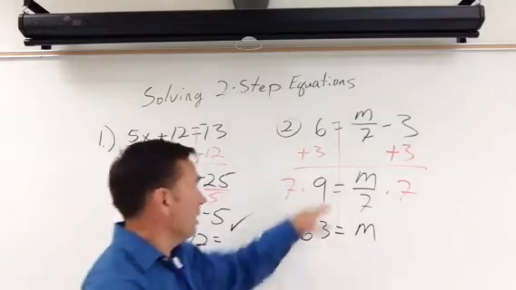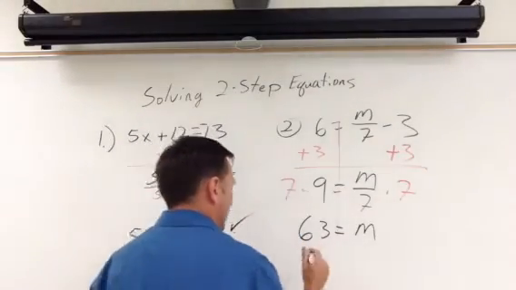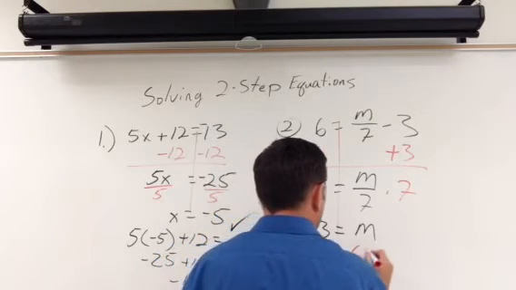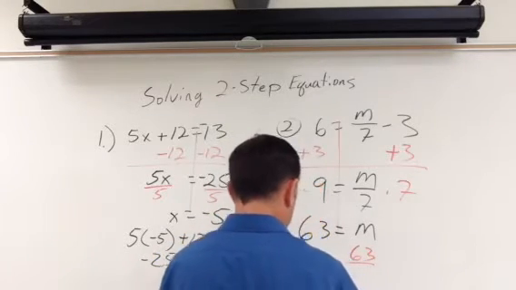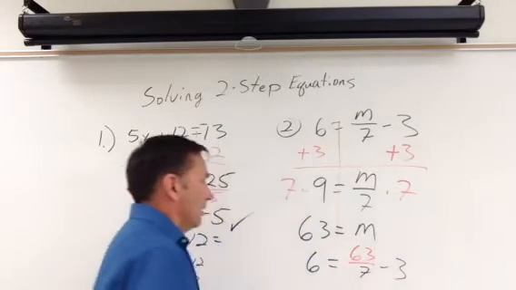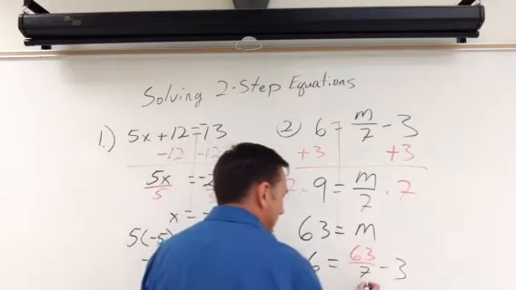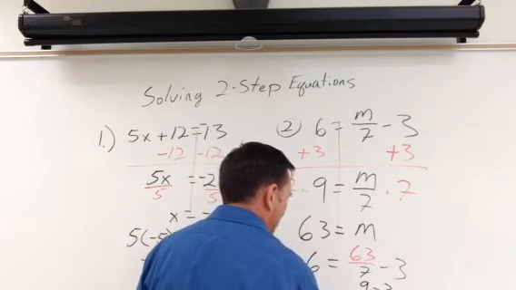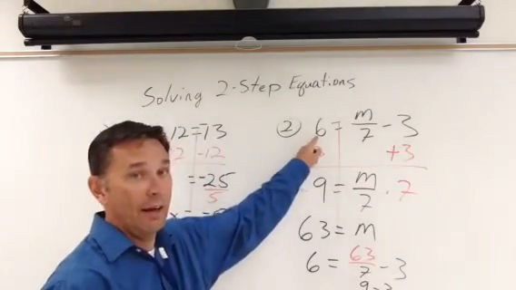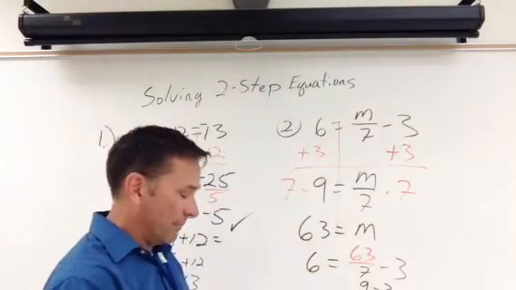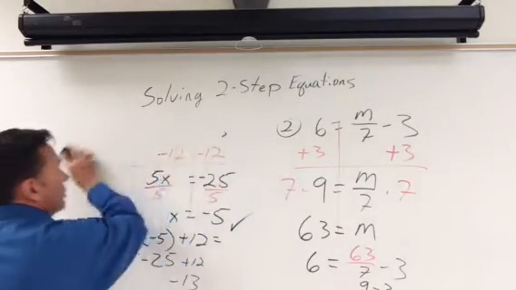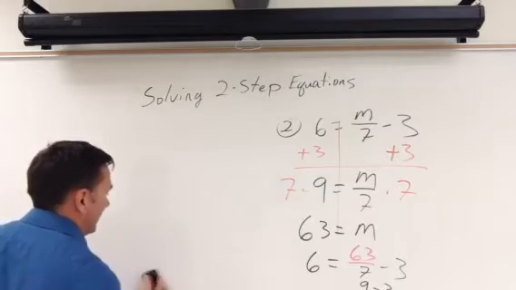And we're going to go back and plug this back in. So we have 6 equals, I'm going to put the 63 in for the m. 63 divided by 7 is 9, and 9 minus 3 does equal 6. I go back here, and it does work. So I can prove that my answer is correct. We're going to look at number 3 next.